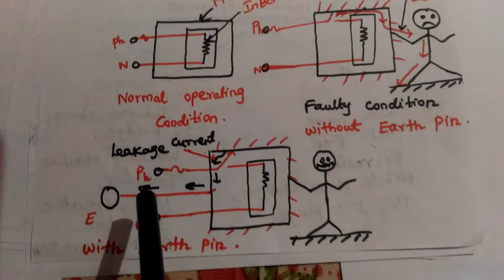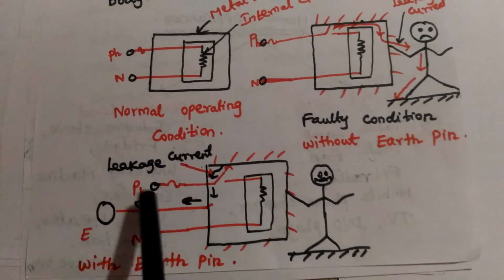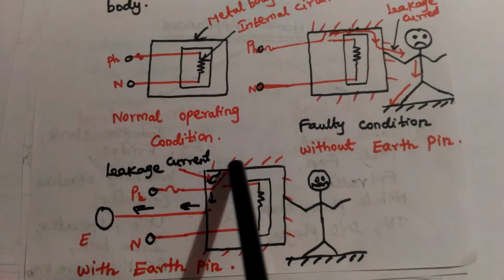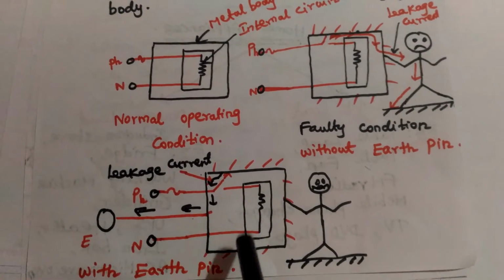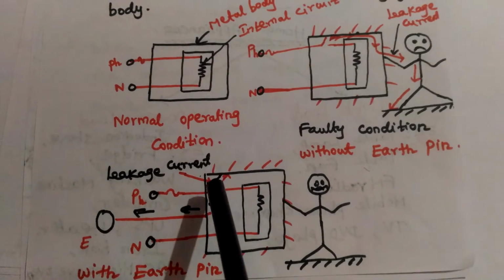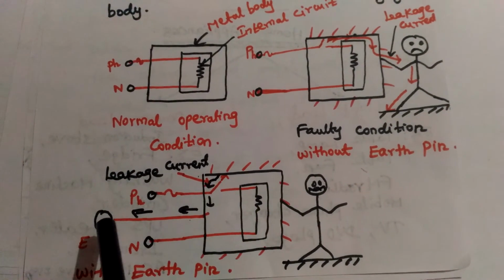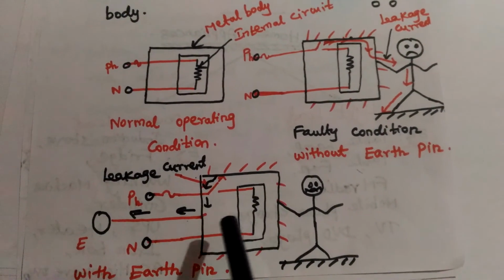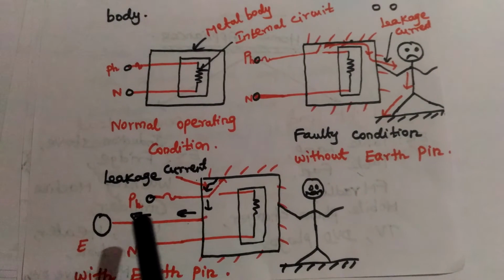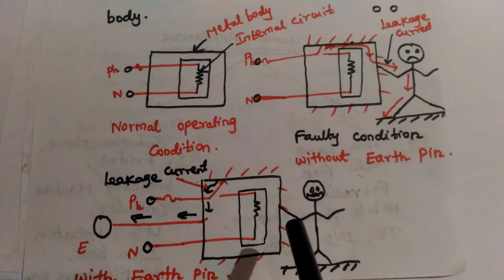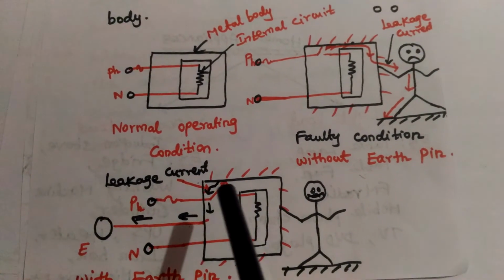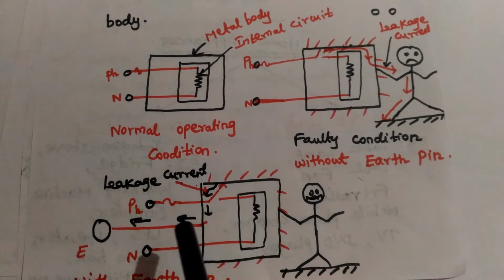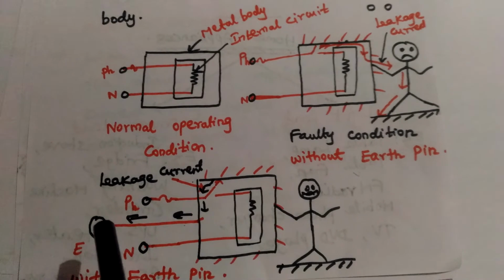Now notice that here I am using the 3-pin plug, with earth point, phase and neutral point. Under a faulty condition, the metal body carries some current, which is called leakage current. That leakage current flows to the earth through the earth pin. It does not flow to the earth through the human body. Why? The earth pin has low resistance, but the human body has high resistance. Normally the current chooses the low resistance path, so the leakage current in the metal body automatically flows to the earth through the earth pin.